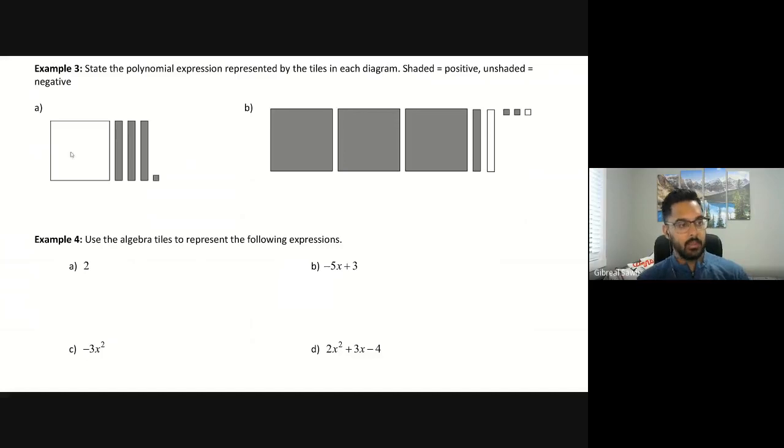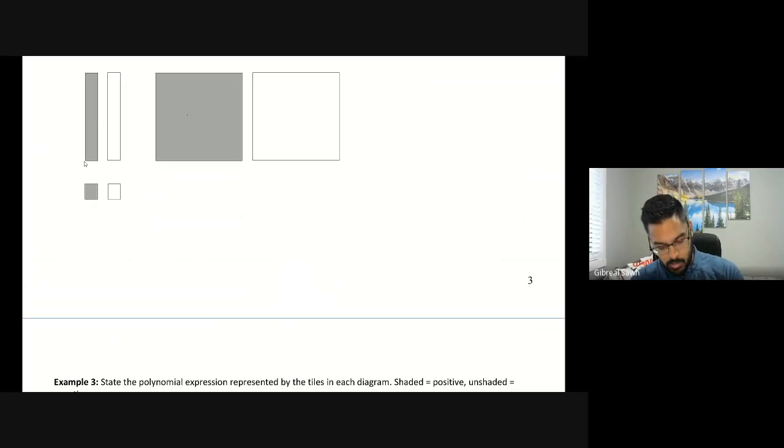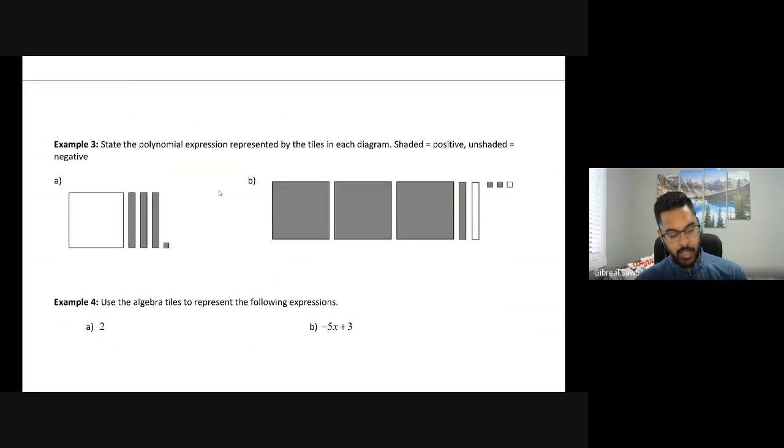So for A, actually we'll say what the pieces are up top. The squares are going to be your x squareds, so that's a -x squared. The bars are going to be either your x's or -x's. These are your 1s or -1s. So these will allow us to do everything we need to for polynomials. So here, that means we have a -x squared plus 3x's plus a 1 on the end. So everything kind of matches up.